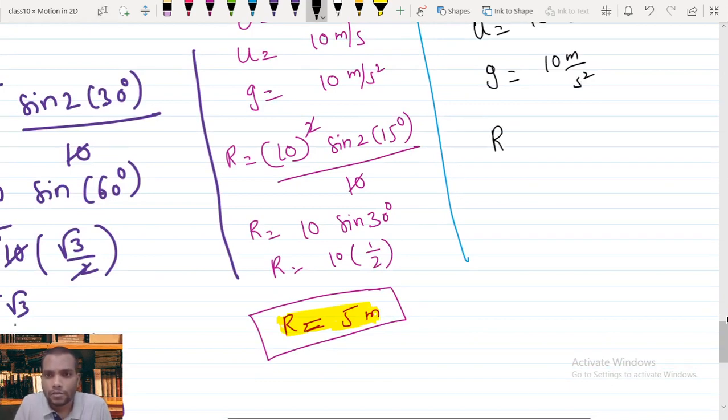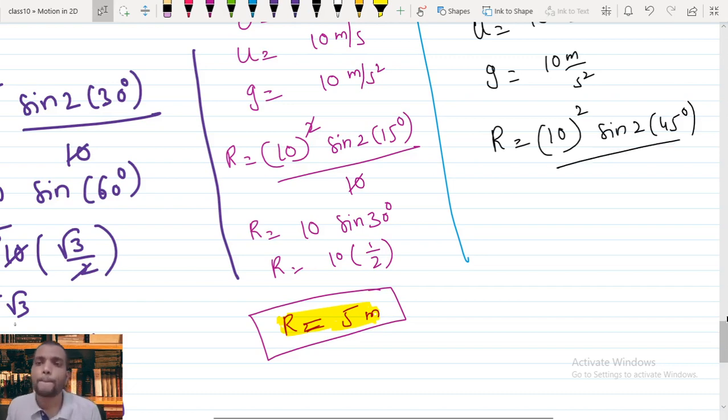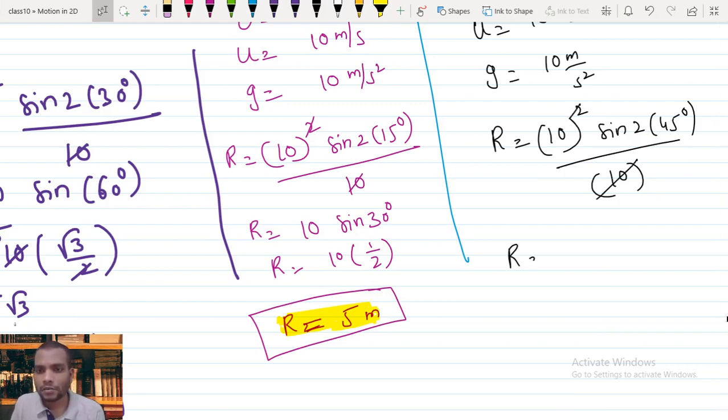So r equals u squared, 10 squared, sine 2 times 45 degrees upon g. What's the value of acceleration due to gravity? Here it is 10. So r equals 10 times sine 90. Range r equals 10 times the sine 90 value, which is 1. So range equals 10 meters.